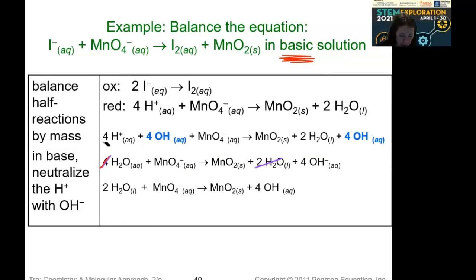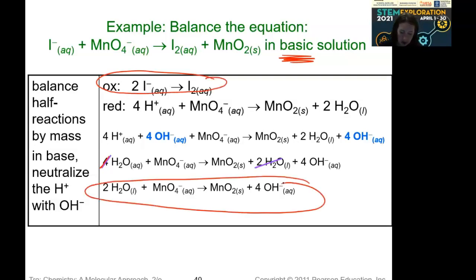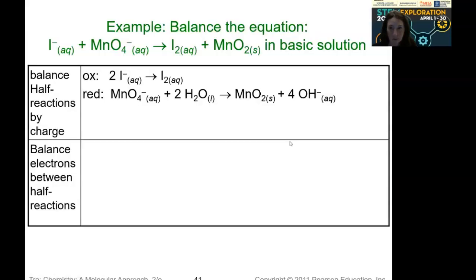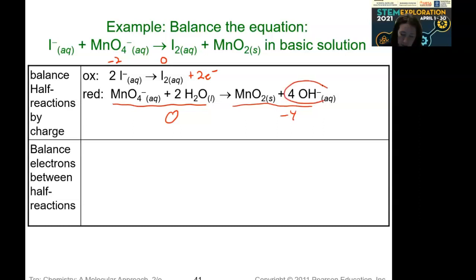Okay, so now here's our 2 reactions. We have this reaction and this reaction. So I'm just going to have both of those on the next slide. Now we have to balance our electrons. This is a -2, this is a 0, so we need to add 2 electrons here. This is a 0, this is a -4 because of that.